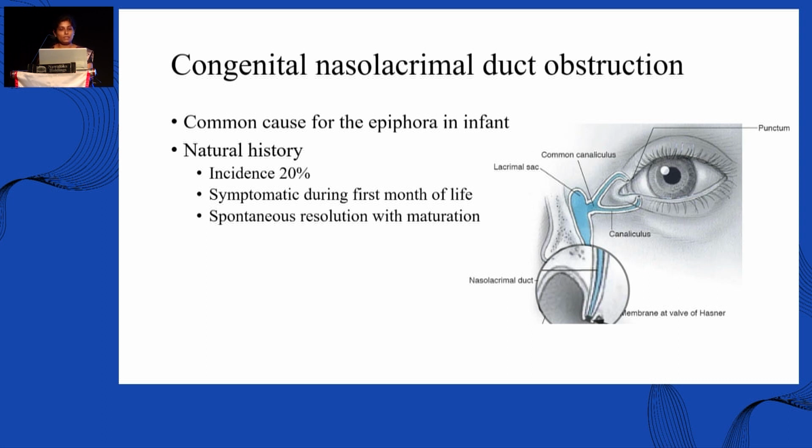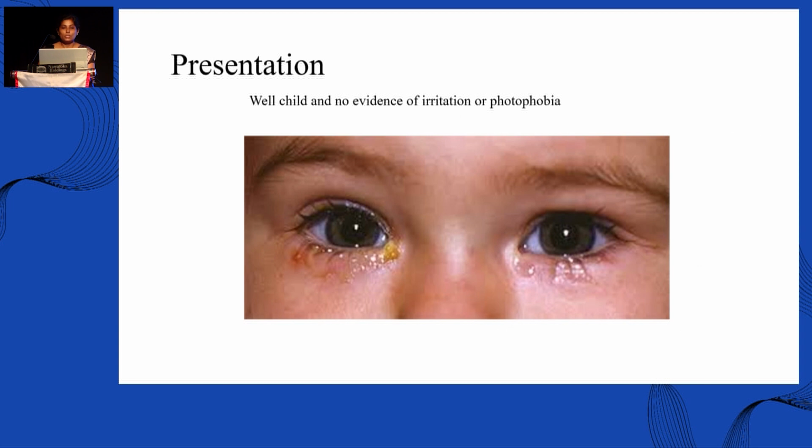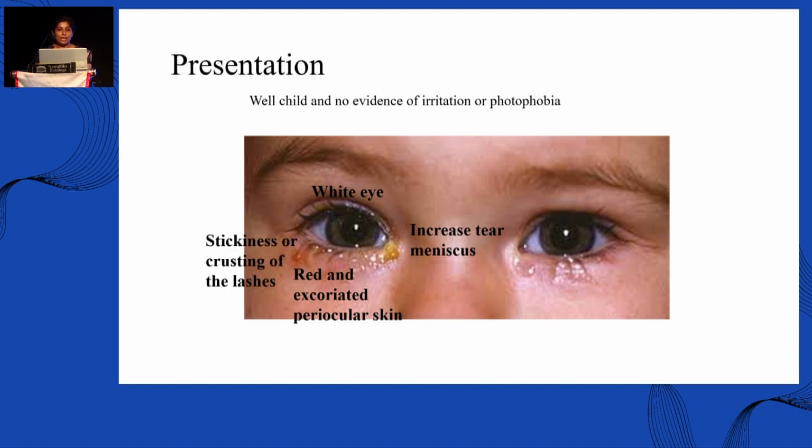They present within a few weeks of birth. The symptoms will start within a few weeks of birth, and usually they will resolve with time. With maturation, the excessive tearing will resolve. So in the presentation the child is very well, and the child doesn't have evidence of irritation or photophobia. The child has a white eye, there is an increased tear meniscus, periocular skin excoriation will be present, and stickiness or crusting of the lashes will be present.